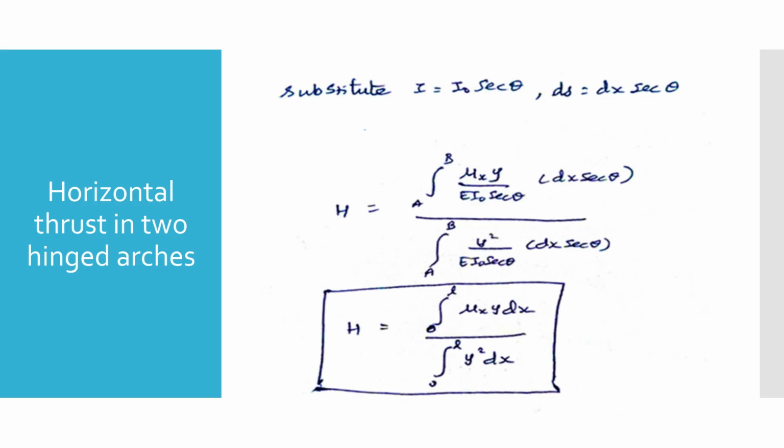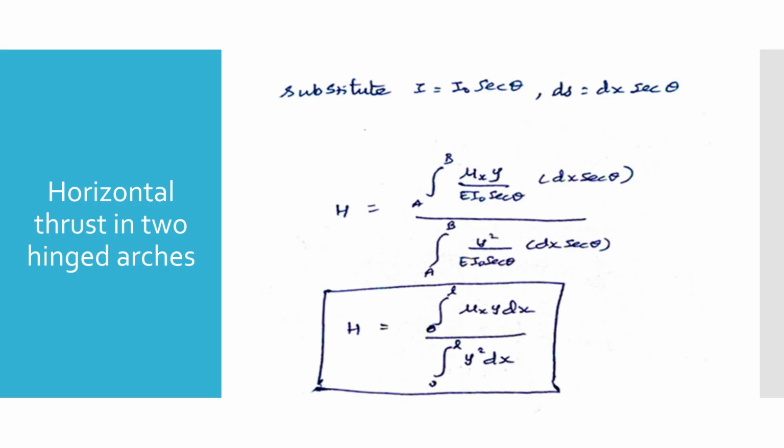Finally, we substitute I equals I0 secant theta and ds equals dx secant theta into both the numerator and denominator integrals. Notice that secant theta cancels out in both terms, and the modulus of elasticity E and crown moment of inertia I0 are constant, so they cancel out as well. This simplifies our integration limits from along the arch curve to across the horizontal span 0 to L.